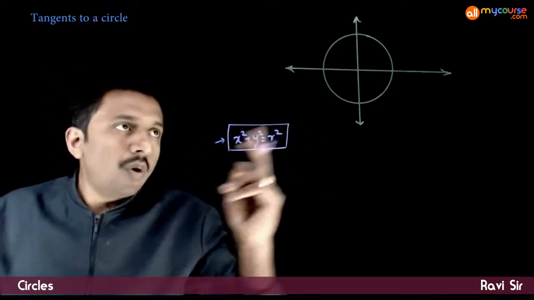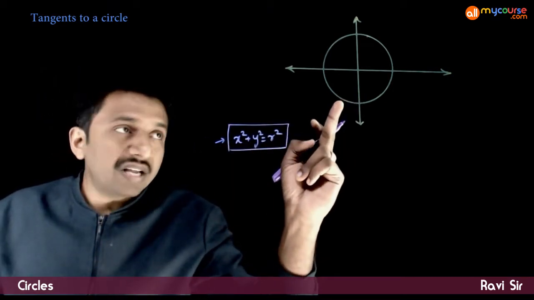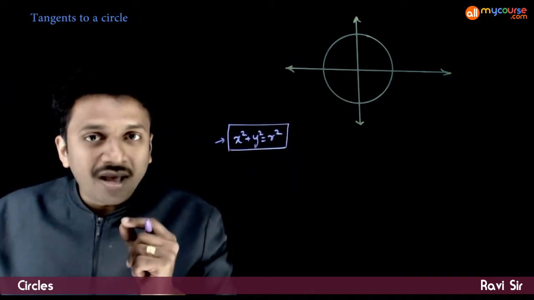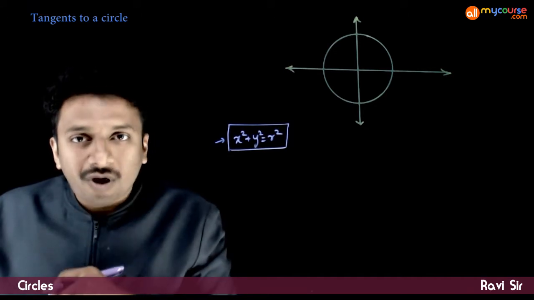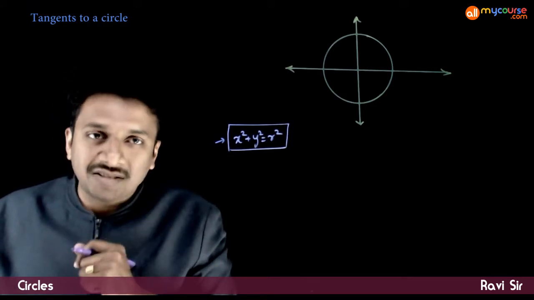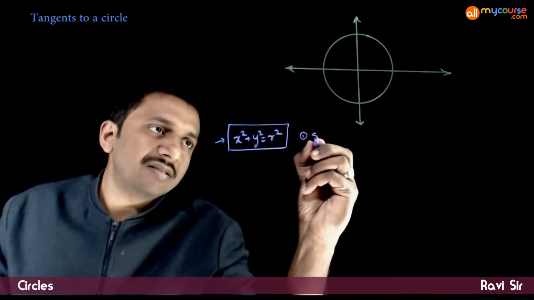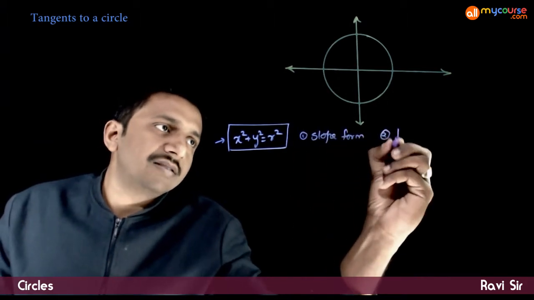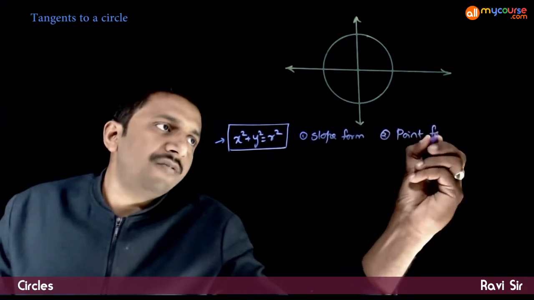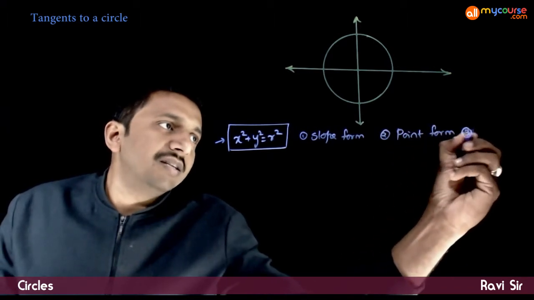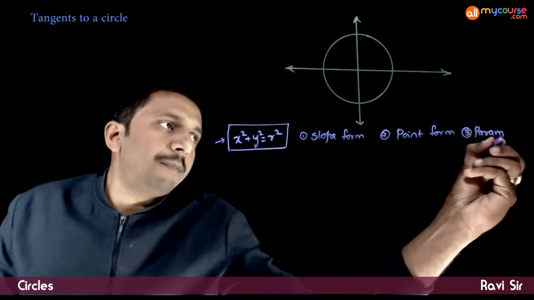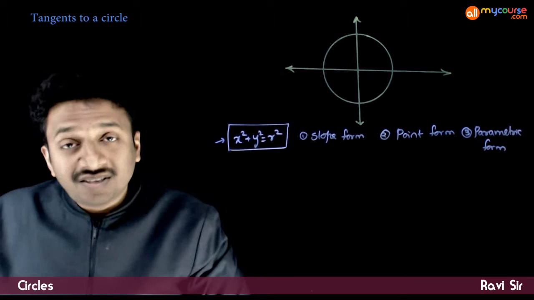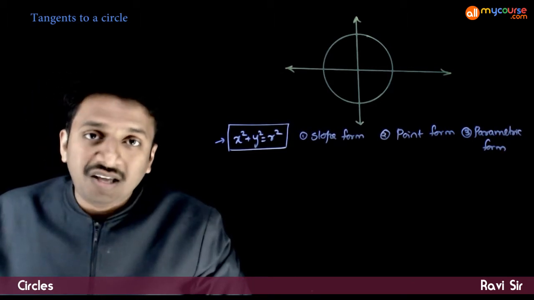Now, how does a tangent to the circle look like? We try to analyze three different forms of the equations of tangents. The first is the slope form. The second is point form. Third is parametric form. We see these three forms of the equations of tangents.